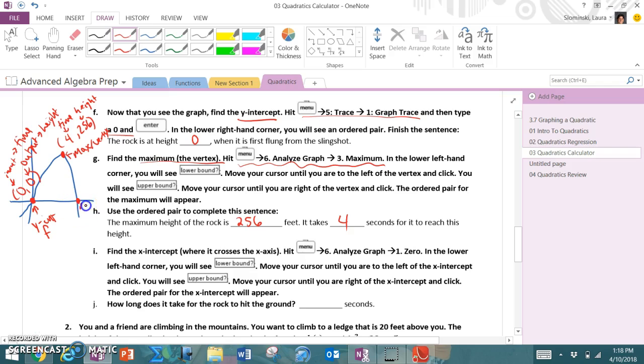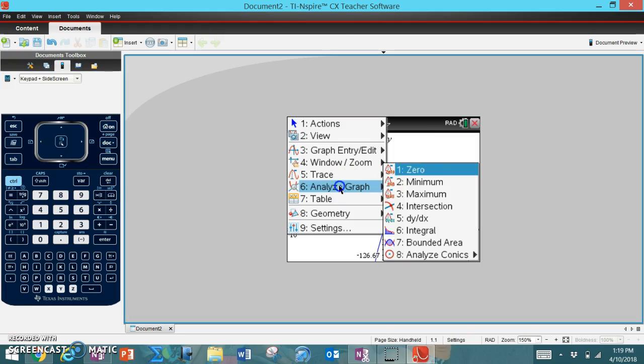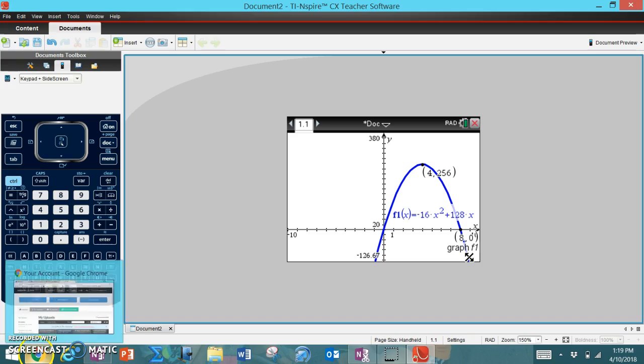The final point we need to find is the X Intercept, and it's going to tell us how to do that in point I. It's where it crosses the x-axis. We're going to go Menu, Analyze Graph, 0, and then take a picture of that point. So I go back to my calculator, I go Menu, Analyze Graph. A 0 is the same thing as an X-intercept, and again, this point right here is the one I want, so I go to the left of it, click, go to the right of it, click, and you can see that that X-intercept is at the point 8, 0.